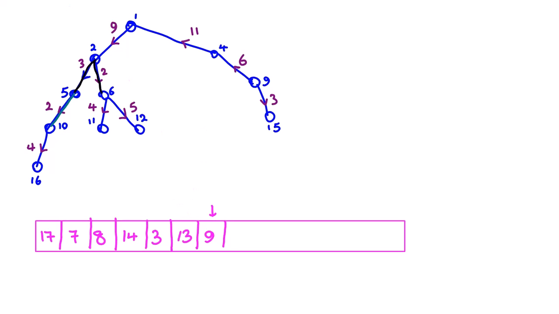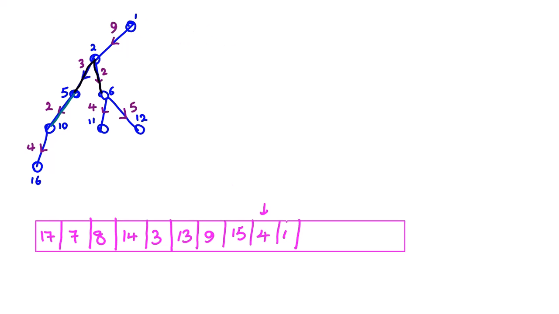We are at 9. Okay, so 9 is connected to these two. When you remove 9, the in degree of these two will be 0, so we add 15 and 4. Next we check 15 and we remove 15. Next we check 4, and when we remove 4, the in degree of 1 will be 0. Okay, we add 1. Then we are at 1.